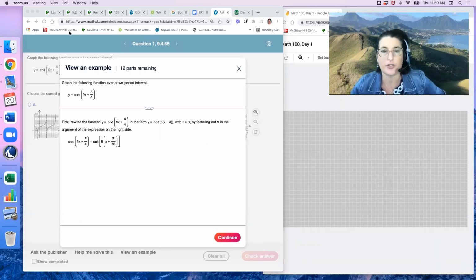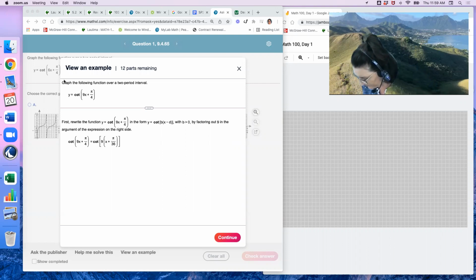Right, so let's look at how to solve this example. y equals the cotangent of 9x plus pi over 4. So cotangent, let's see if I can write on here.